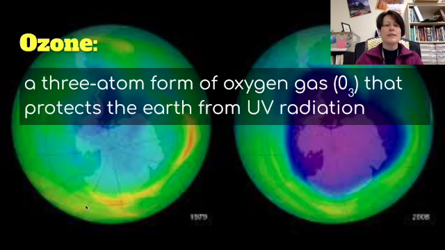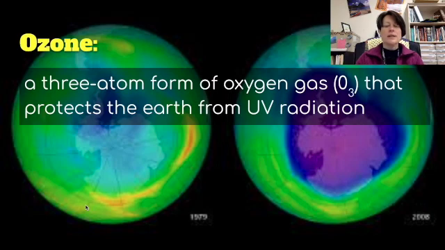Now, ozone is a three atom form of oxygen gas, O3, that protects the Earth from UV radiation. The oxygen that we breathe and use for cellular respiration is O2, not O3. And the reason ozone helps to protect us is because ozone is actually very highly reactive.